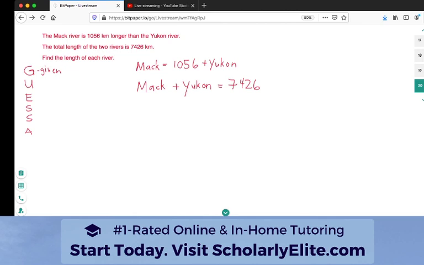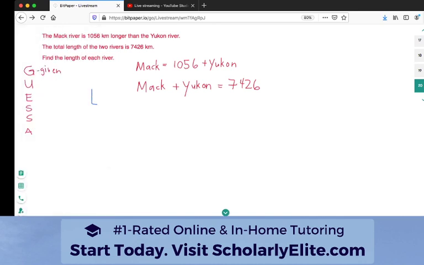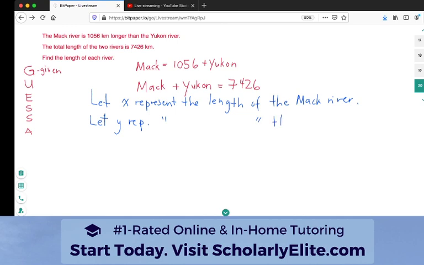So now instead of using these letters, I'm going to literally say, let x represent the length of the Mac River, and we're going to let y represent the length of the Yukon River. Alrighty, so simple as that. That's all we need to worry about for right this second.